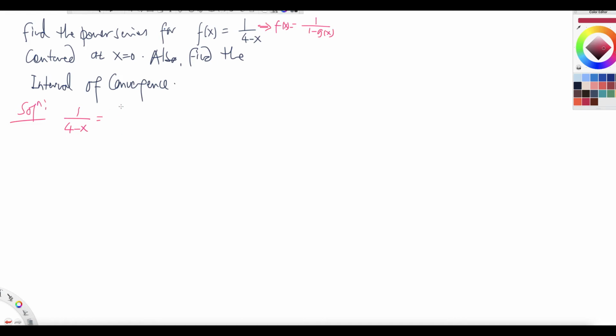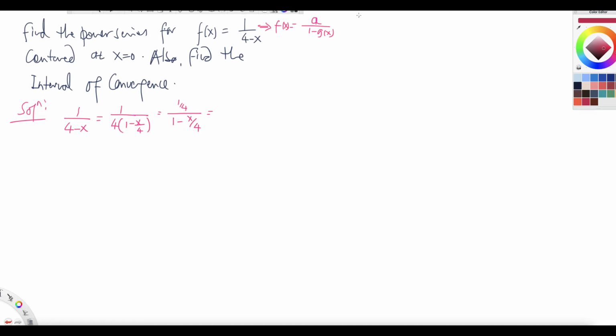Let me write this as 1 over, and let me take out 4. You can write 1 minus x over 4, because if you distribute the 4, you will get 4 minus x. Now this can be written as 1/4 on the top, and 1 minus x over 4 at the bottom. It is like a over 1 minus r, or a over 1 minus g(x). Basically, you want to change it into a over 1 minus g(x). Here a is 1/4, and g(x) is x over 4.